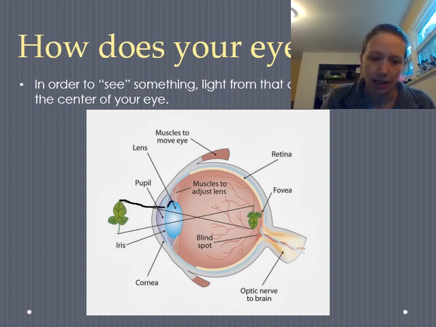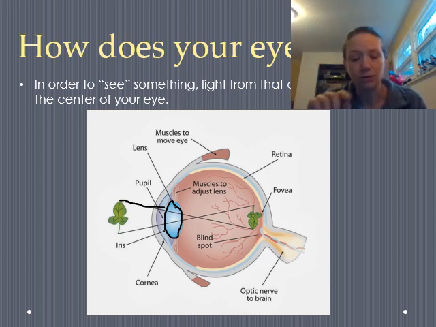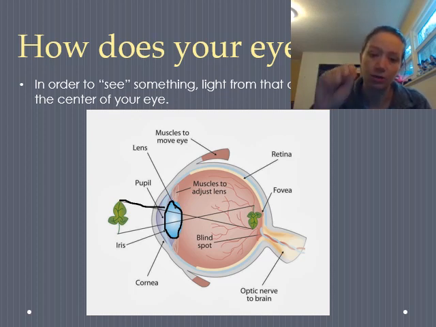The next thing that light hits is this object here known as the lens. And you've probably heard of the word lens before if you've seen glasses. And the lens does the same thing that lenses in glasses do. It actually bends the light and causes it to focus on the back of your eye. It concentrates the light into a single point.